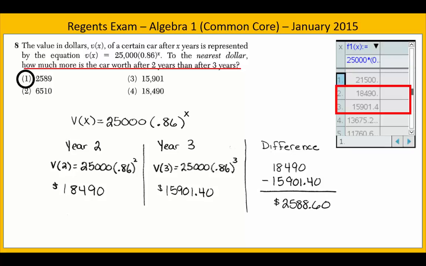Remember, you could also use a table of values by putting the function into the calculator to find the value for year 2 and year 3. Whether you did it algebraically or you used the table, you find that the value for year 2 is 18,490 and the value for year 3 was 15,901 and 40 cents. Don't forget to calculate the difference to get your answer.